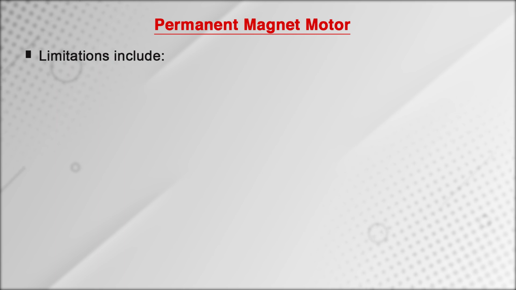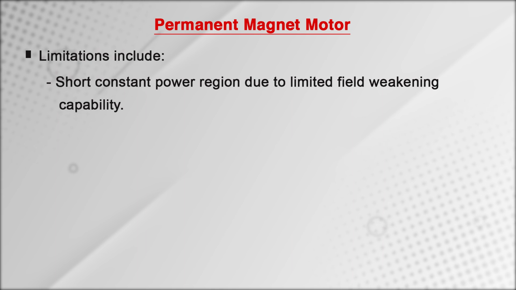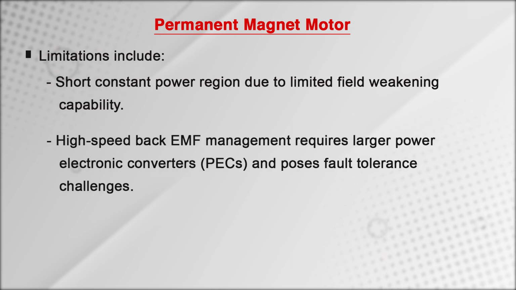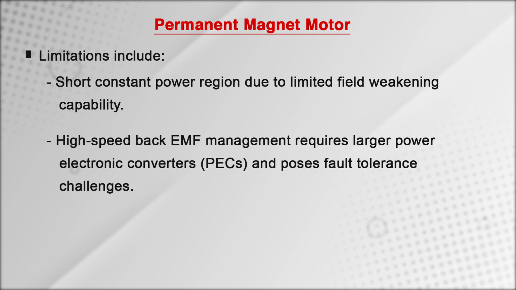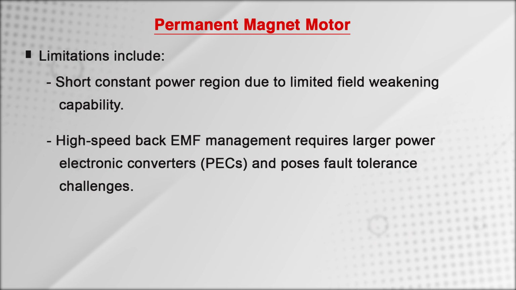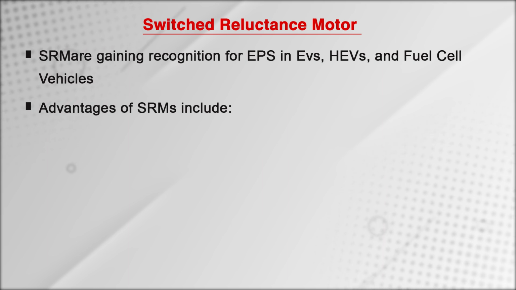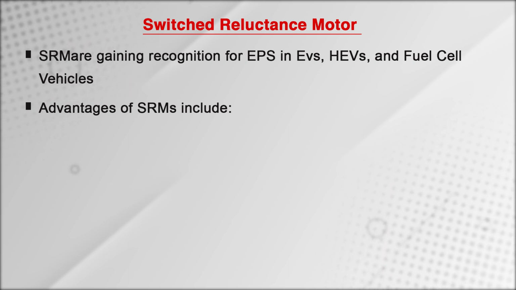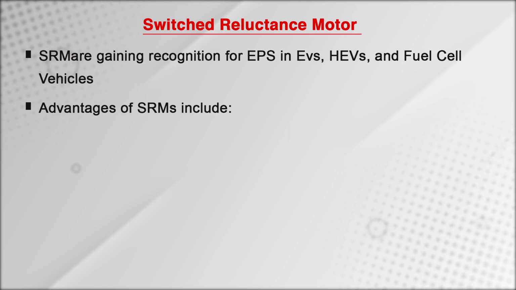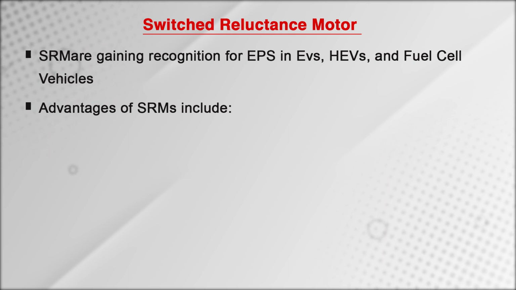However, permanent magnet motors do have limitations, including a short constant power region due to limited field weakening capability. Additionally, managing back EMF at high speed requires larger power electronics converters and hence gives challenges in fault tolerance applications. The last motor category in this is the switched reluctance motor. It is increasingly being recognized for its potential in electric propulsion systems for vehicular applications, particularly in hybrid electric vehicles and fuel cell vehicles. The SRM offers several notable advantages.